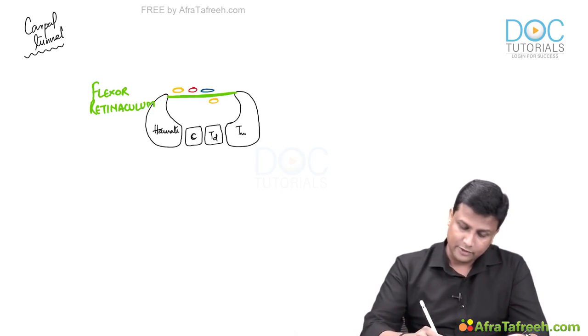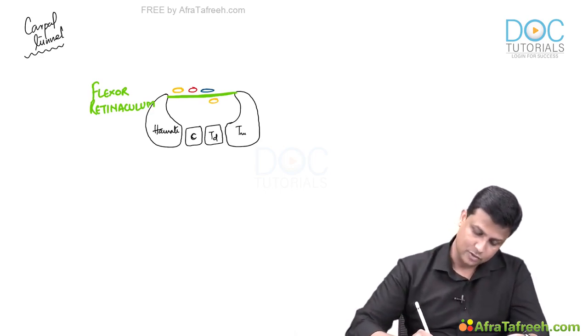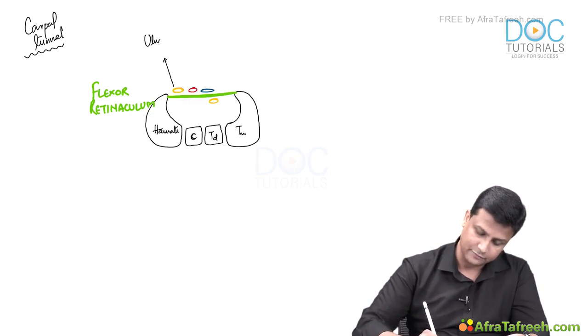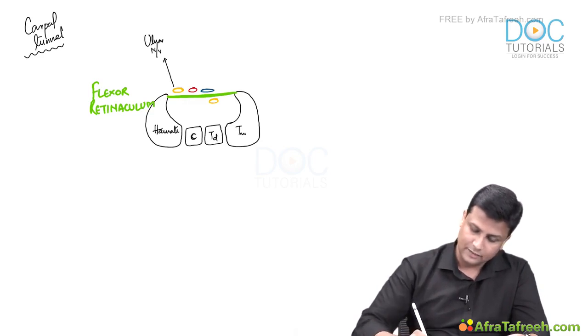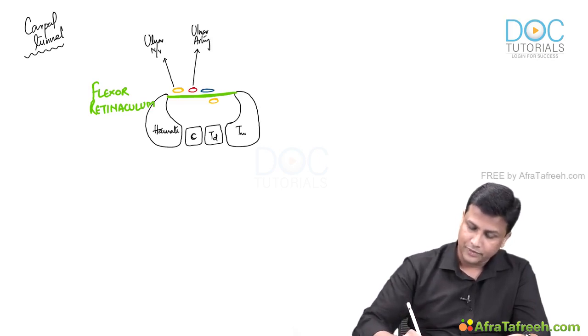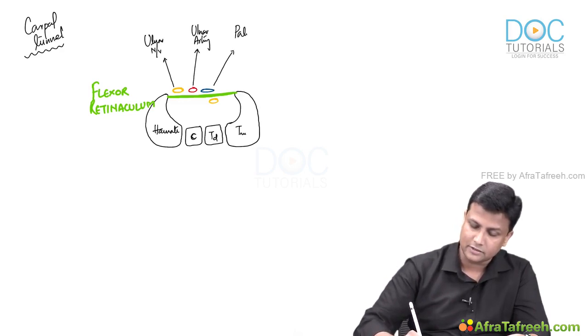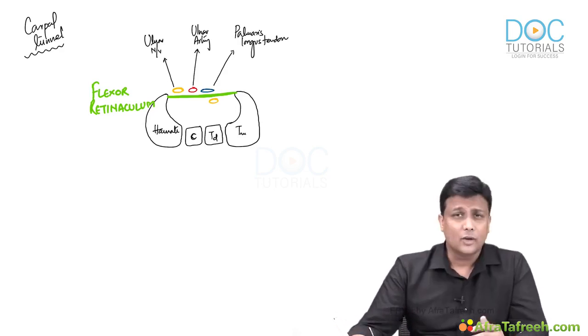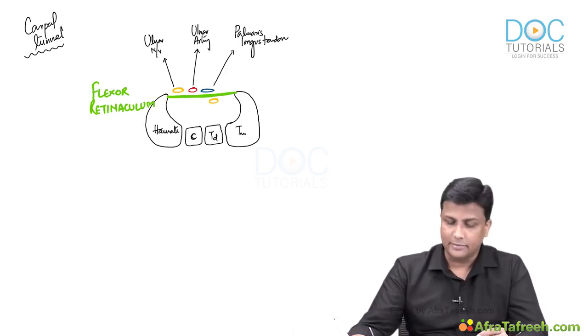So let us just write down the names of all these structures here. So what is this nerve which is going superficial here? That's your ulnar nerve. And then there will be one artery going from here, sir. This one will be the ulnar artery. And then there will be one tendon here. This tendon will be the palmaris longus tendon. So ulnar nerve, ulnar artery, and the palmaris longus tendon. These three are the structures passing superficial.